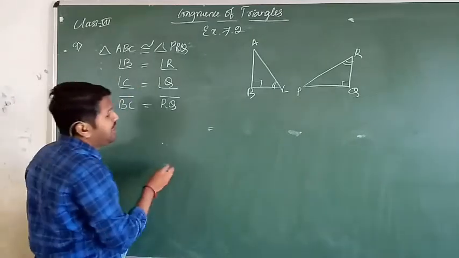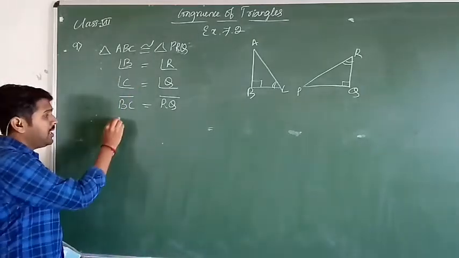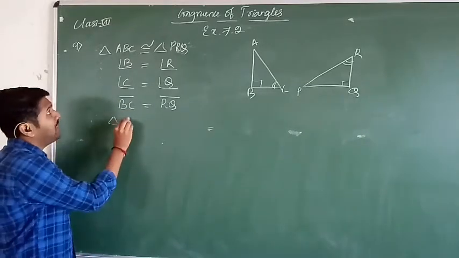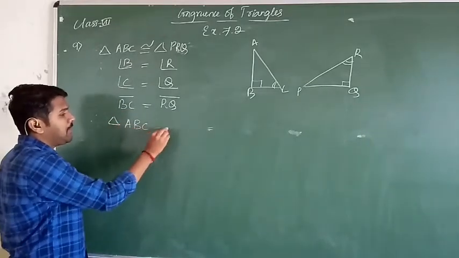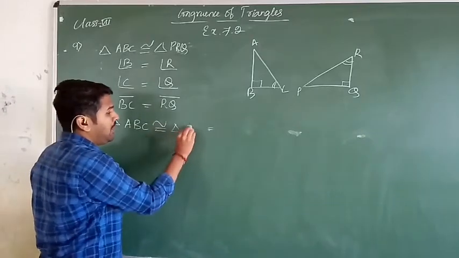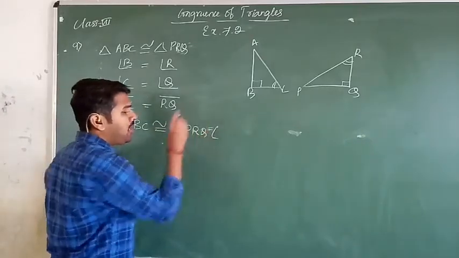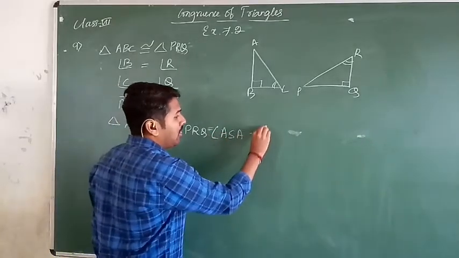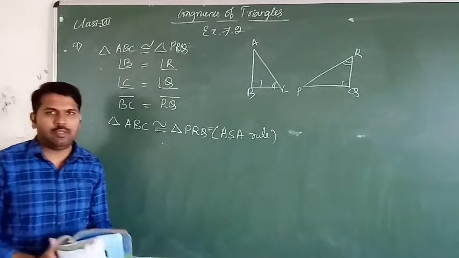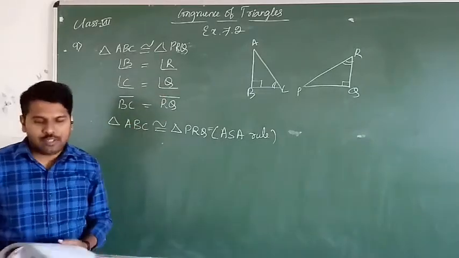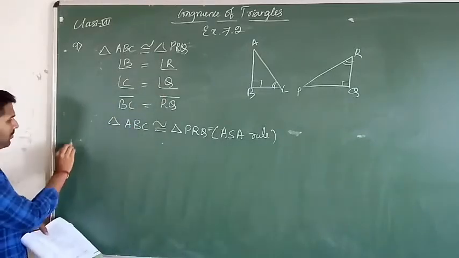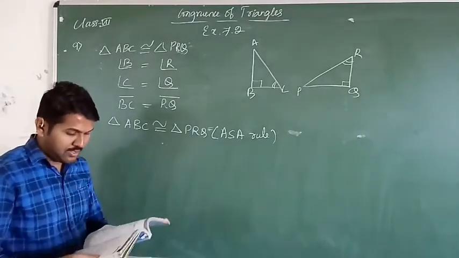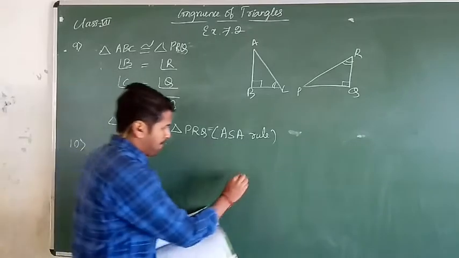Therefore, by which criteria? By two angles and one side. Triangle ABC is congruent to triangle PRQ by which criteria? ASA rule or criteria. Okay. So this is ninth. So next, tenth one. Explain why. Here they give the figures.